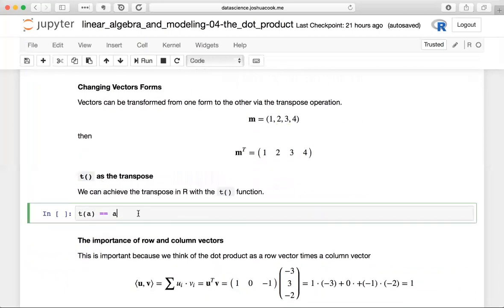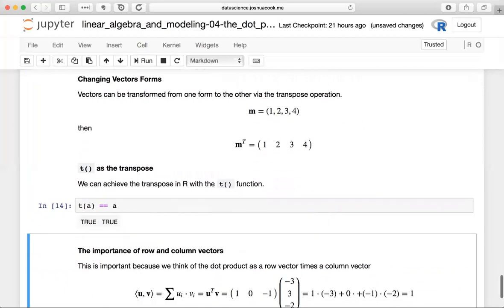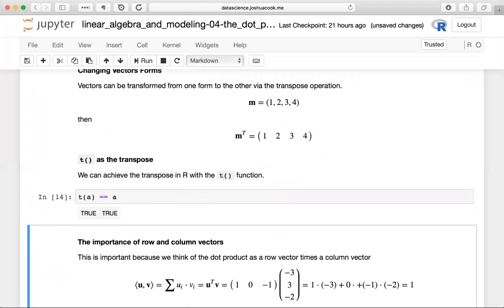So I can do T of A is equal to A, and they're both true. Now I'm showing you this because this is sort of a wacky little thing. In R, sometimes it's going to just do this transpose operation for you, and sometimes you're going to need to actually think about it. I will show you when you don't need to think about it and when you do, but it is useful to think about row vectors and column vectors.